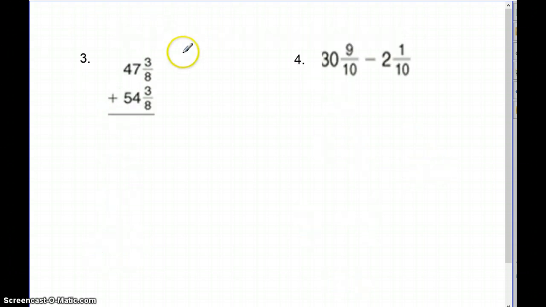Good. Okay, here are 2 more challenge practice problems for you. Notice this one you're going to have to realign in order to subtract. Make sure to always check your operation. Know that you're either adding or subtracting before you get started on your problem. Okay, great job, 4th grade.